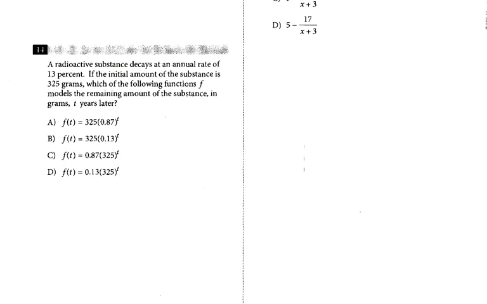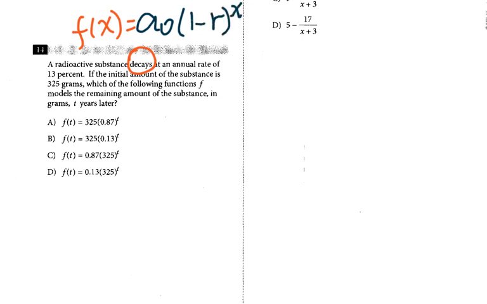You know, for decay, the formula will be f of x equals a0 times 1 minus r to the x power. And r will be the rate. You can see that's the percentage.